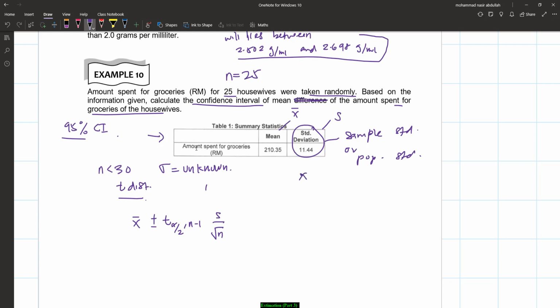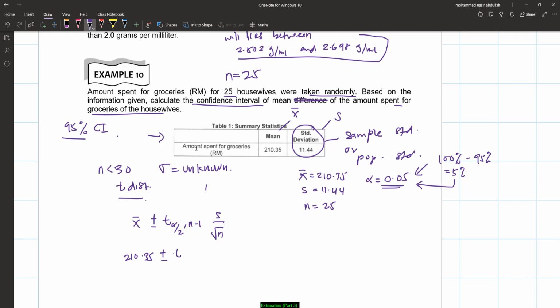So now our mean is equal to 210.35, S is equal to 11.44, N is equal to 25, and alpha is equal to 0.05. Yeah, I already explained why we get to 0.05, because 100% minus 95% of the confidence is equal to 5%. So we express the alpha in terms of probability value, 0.05.